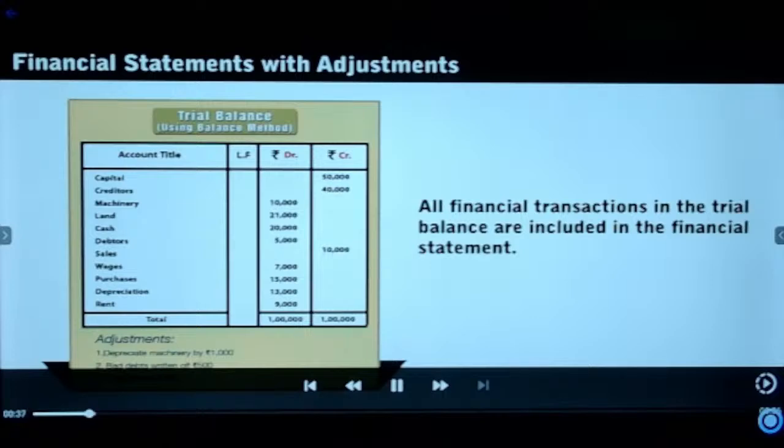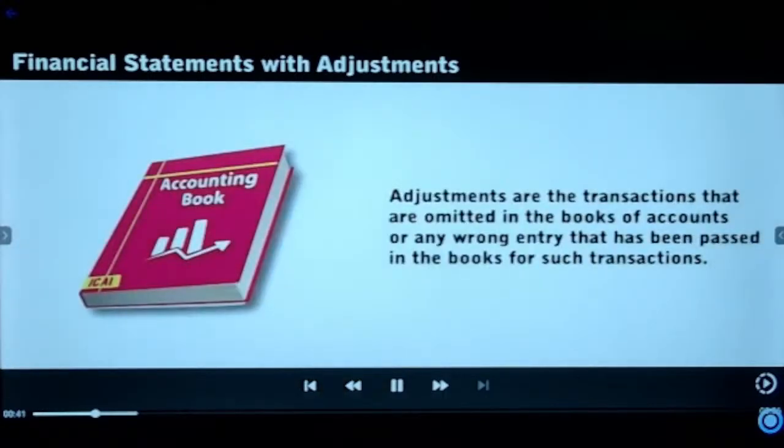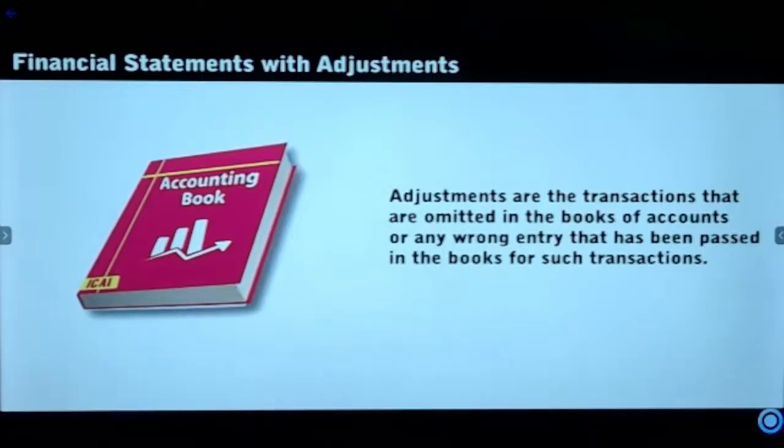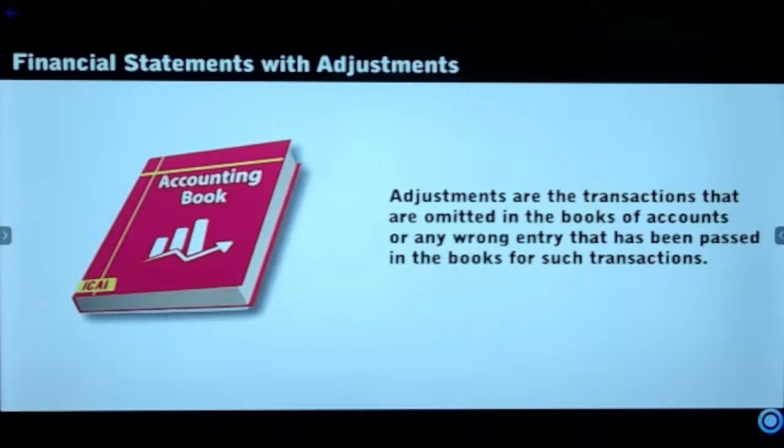Adjustments are included in the financial statement. Adjustments are the transactions that are omitted in the books of accounts or any other wrong entry that has been passed in the books for such transactions.